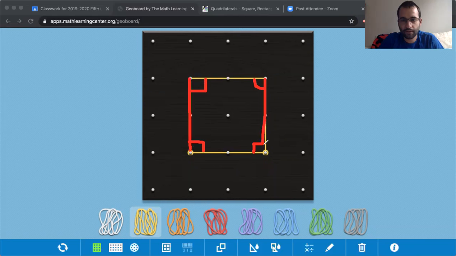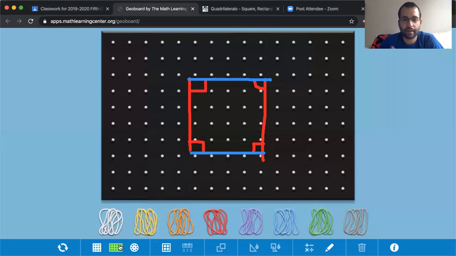And let me change my color. And this side is never going to touch this side, right? So they're parallel on both sides. So that's a square. So you can kind of mess around with that. You can make a bigger board. So let me do that. I can make a bigger board like this.